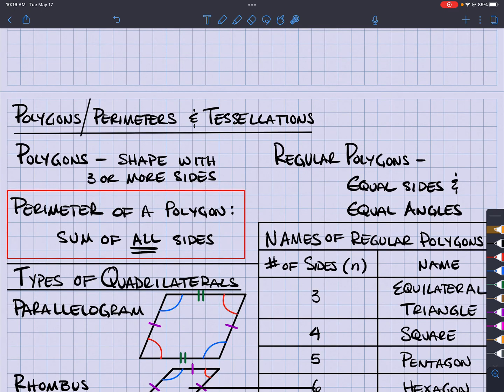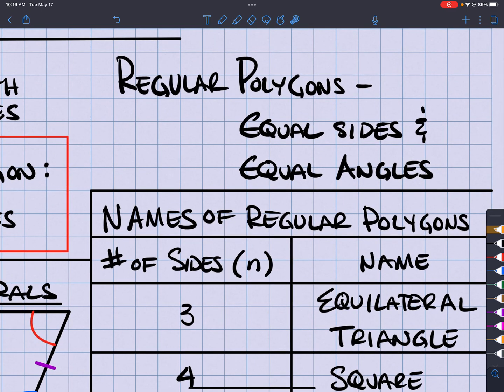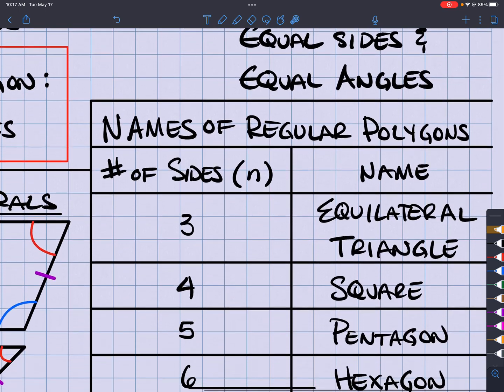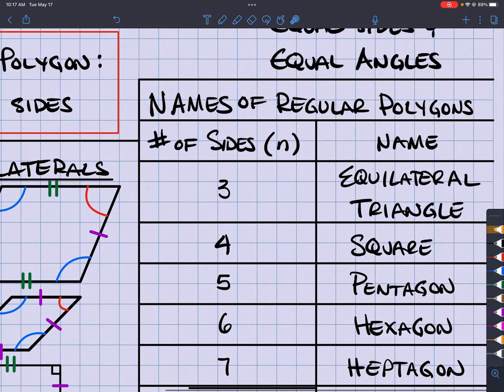So a couple of things we want to talk about. Number one, there are such things as regular polygons, meaning all the sides are equal and all the angles in that polygon are equal. That's what the word regular means, okay? So I wanted to talk about what are the names of the regular polygons based on the sides, which we would call lowercase n, and the names that we call them.